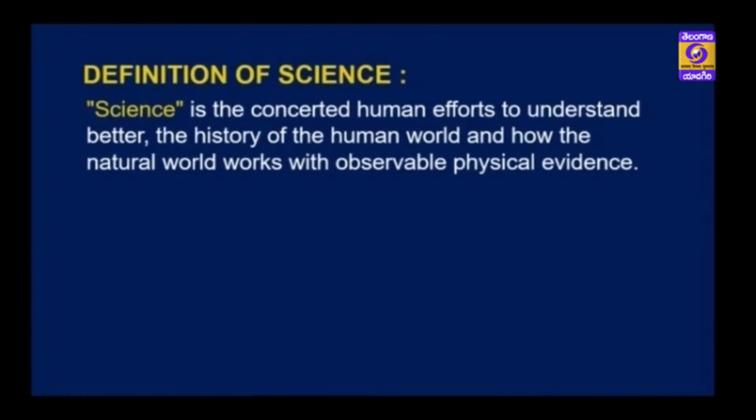Another definition of science is also there. Science is the concerted human efforts to understand better the history of the human world and how the natural world works with observable physical evidence. Here is a brief explanation. Science is the concerted human efforts. That means human beings keep making efforts to understand the surroundings or the nature around us. And we see the history from the evolution of the human world, how human beings started and how the natural world, that is our surroundings, is linked with the human world. That will be observed and will provide physical evidence. That means science always deals with reality and the truth.